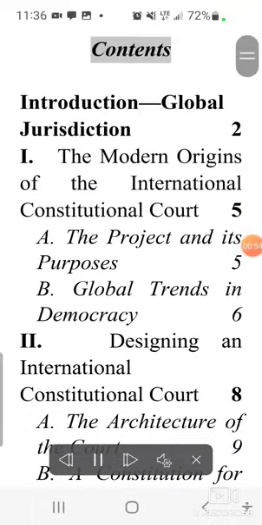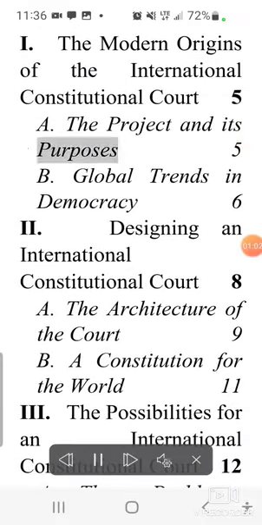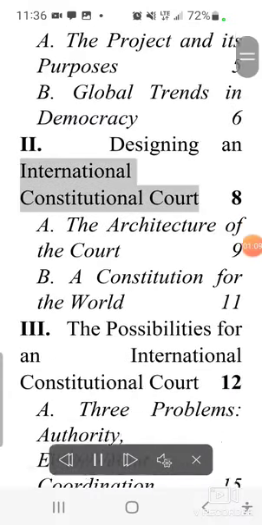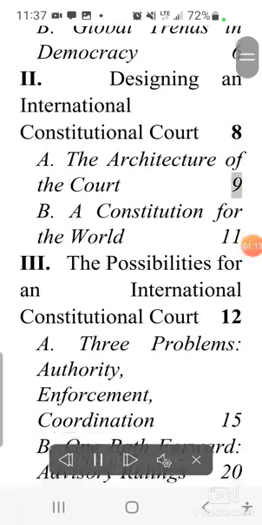Contents. Introduction, Global Jurisdiction, 2. I. The Modern Origins of the International Constitutional Court, 5. A. The Project and its Purposes, 5. B. Global Trends in Democracy, 6. 2. Designing an International Constitutional Court, 8. A. The Architecture of the Court, 9.